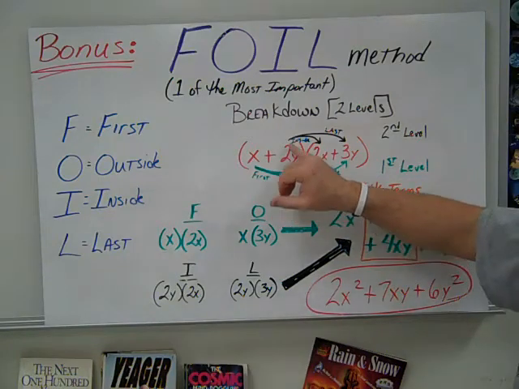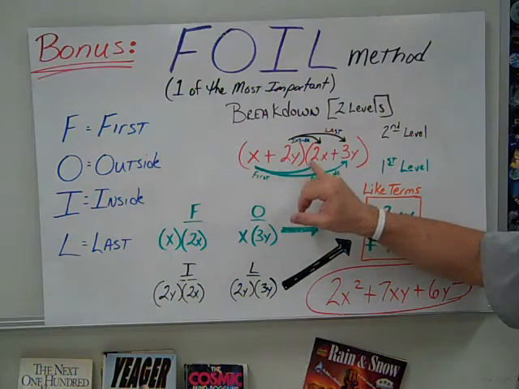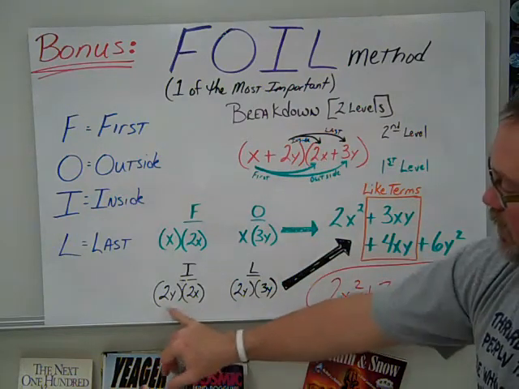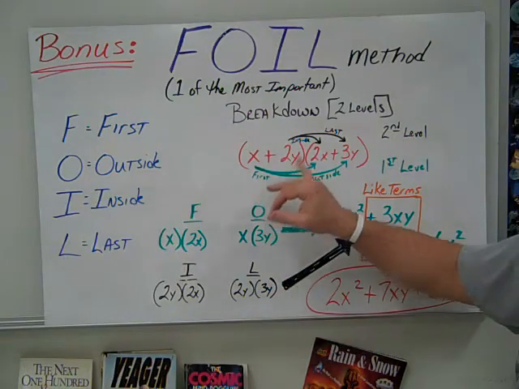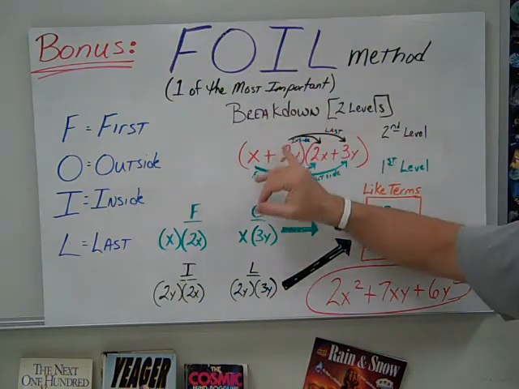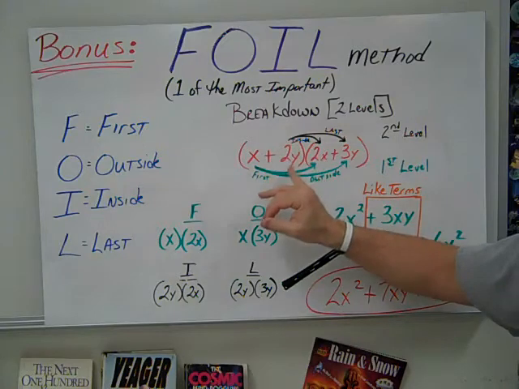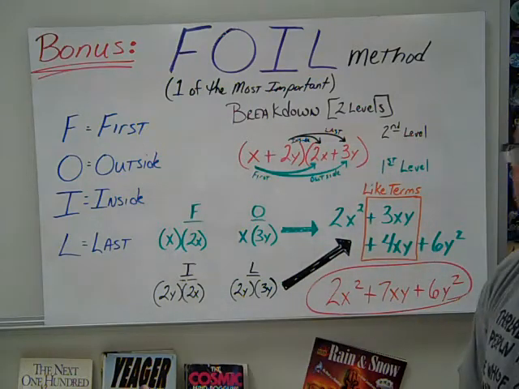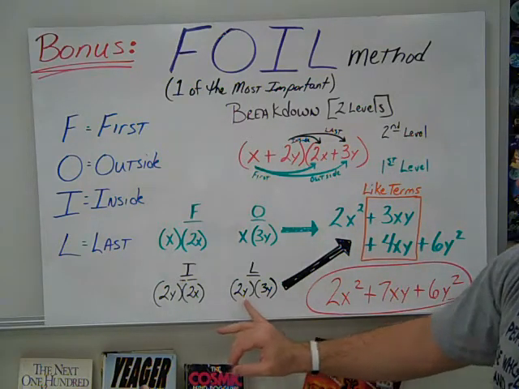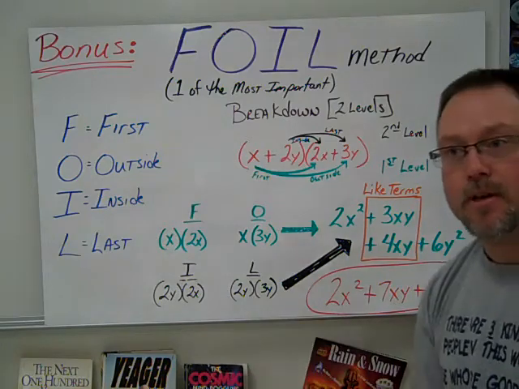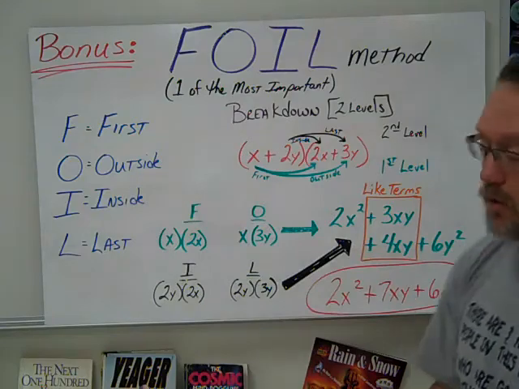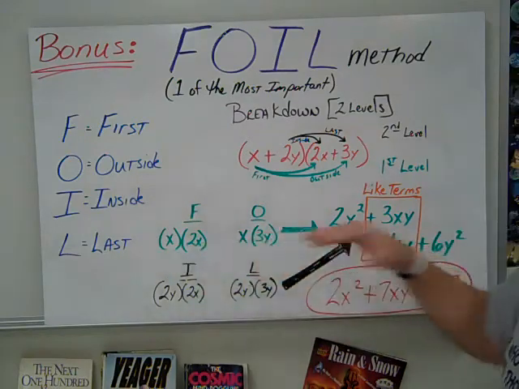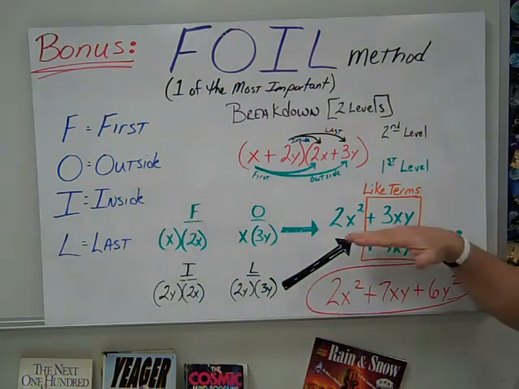So we have our inside, which is our I, inside 2y times 2x. So our inside is 2y times 2x. And then we have our last, which is our L, and that's our last numbers, 2y times 3y. So our last is 2y, 3y. So now once you have this broken down, now you're not going to do this for every problem. It would take you too long to do. So what you're going to do is you're going to make it look like this.